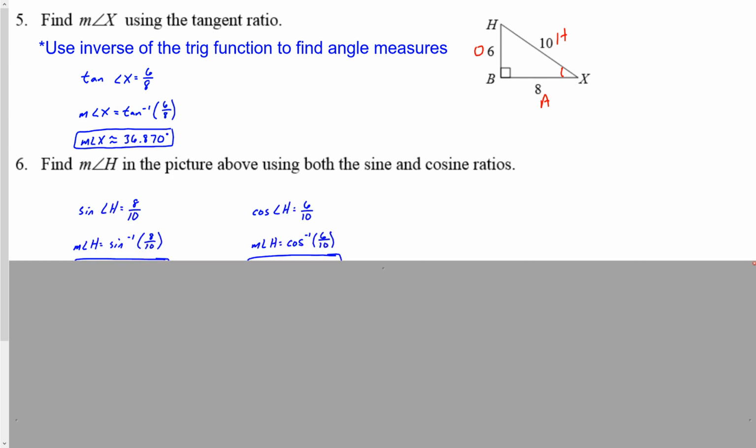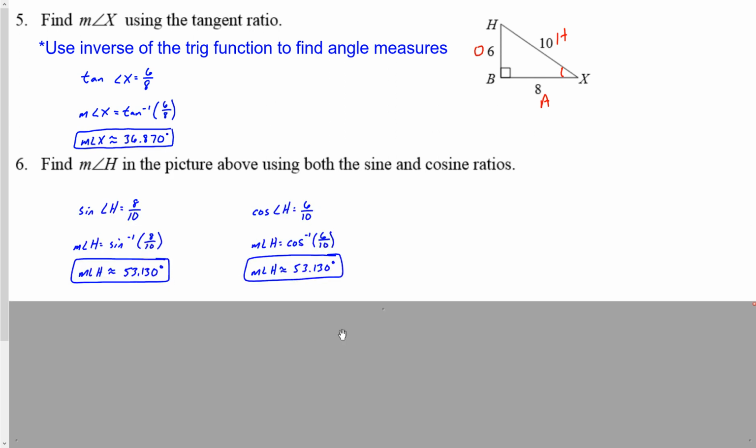So what the work should look like and what your answer should be both times that you did this, you should have found that the measure of angle h is 53.130. And again, please double check that your work is written the way that you see here. This is something that I'm going to make sure that you write for me so that I can tell whether or not you're going through the correct process.